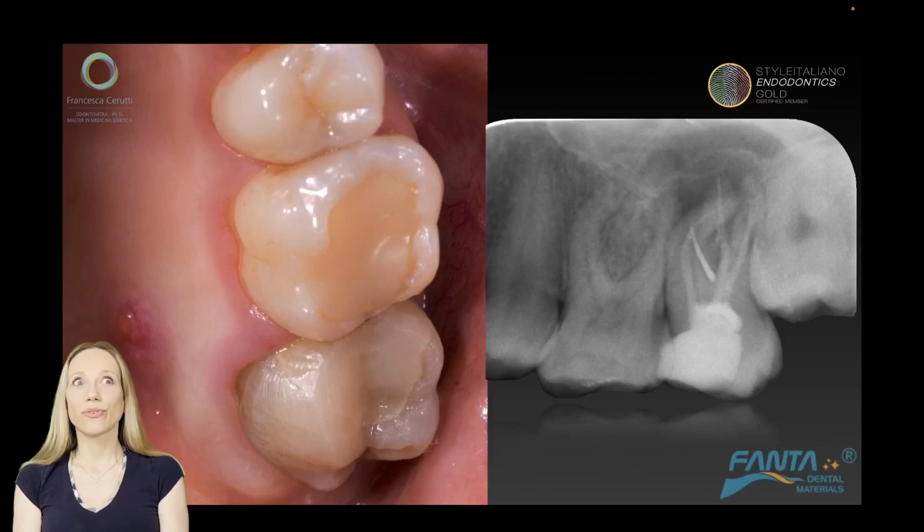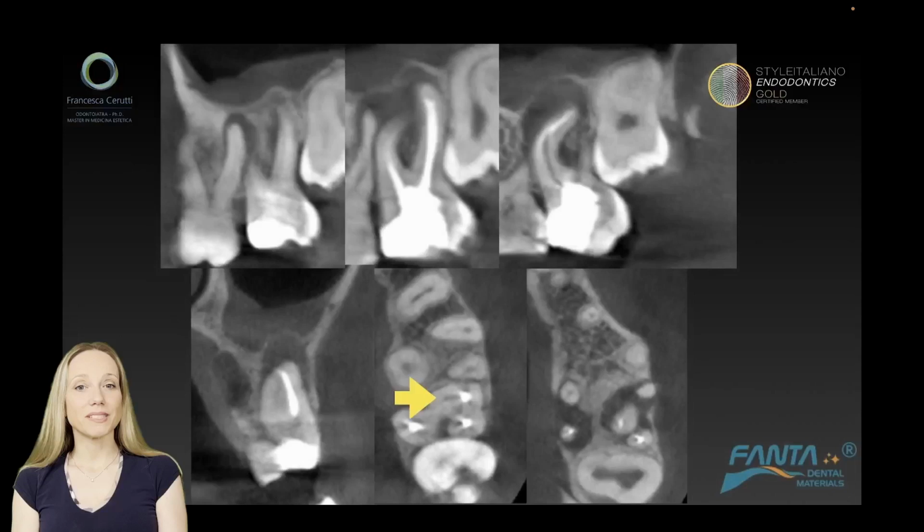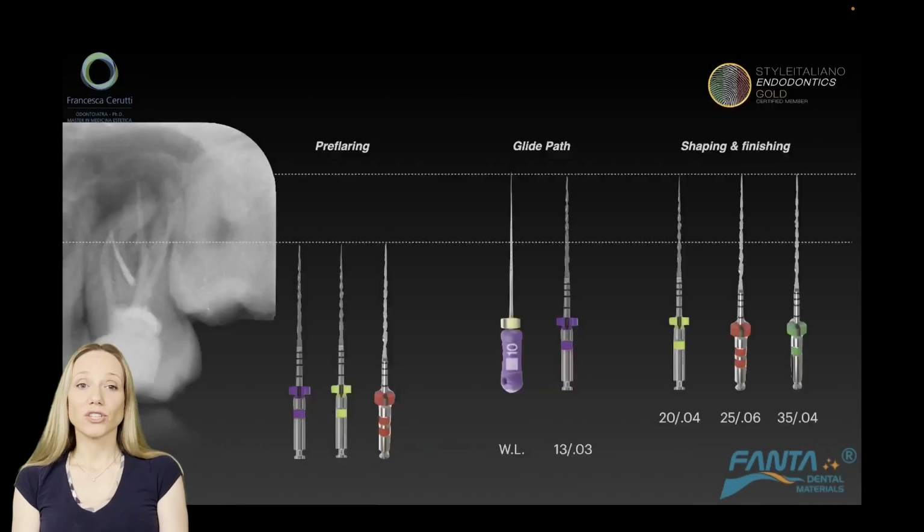And what we could think about is why this root should be responsible for the failure. Well, maybe there is an MB2 in this canal. And so we take a CBCT, and yes, there is an untreated mesiobuccal 2 canal that probably is responsible for part of this infection. So what do I do? I retreat the tooth. The first thing is to remove the existing filling material, and we can do it in several ways, with heat, or with mechanical files. You can choose what you prefer and what you are more confident with.